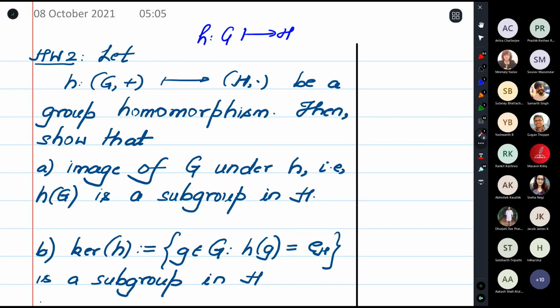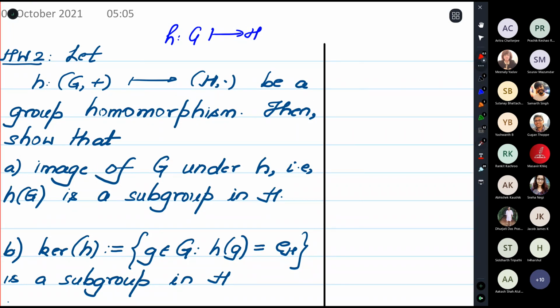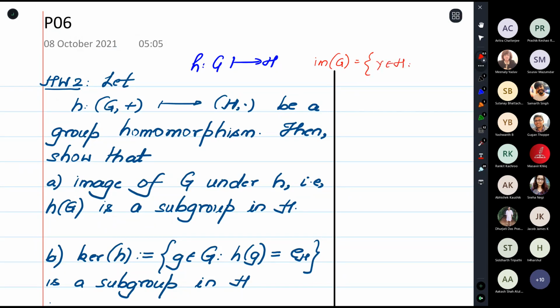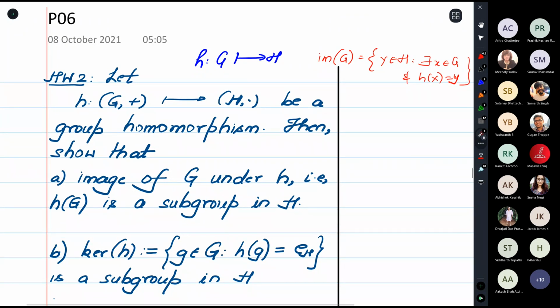So the second property is that if you have a group homomorphism that goes from G with addition to H with multiplication, then one can see that the image of G under h, what is the image of G under h? The image of G is all y in capital H such that there exists x in G with h of x equals y, right? So this is the image of G under h. You ask what are all the elements in capital H that get mapped to from the elements in G. So the claim is that this set is actually, one can show, a subgroup in H, right?